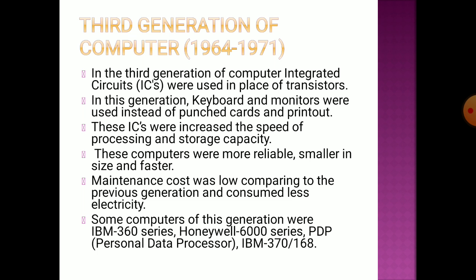So transistors were made smaller in size and placed into one silicon chip, and that silicon chip itself is called an integrated circuit. On a single chip, hundreds and thousands of transistors can be fixed.